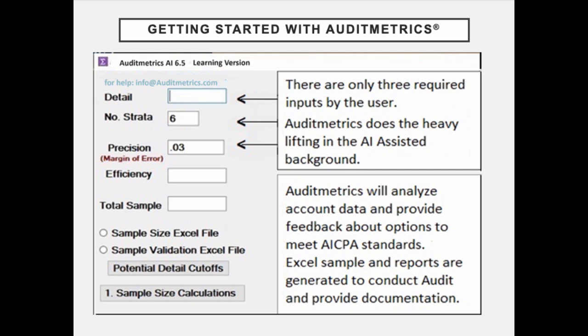1. Detail cutoff. This is a dollar cutoff above which one reviews 100% of all transactions. A rule of thumb is that the detail stratum should represent approximately 1/3 of the total dollar volume. But Auditmetrics uses a more sophisticated statistical analytical approach. 2. The number of strata. The default value is 6 strata.